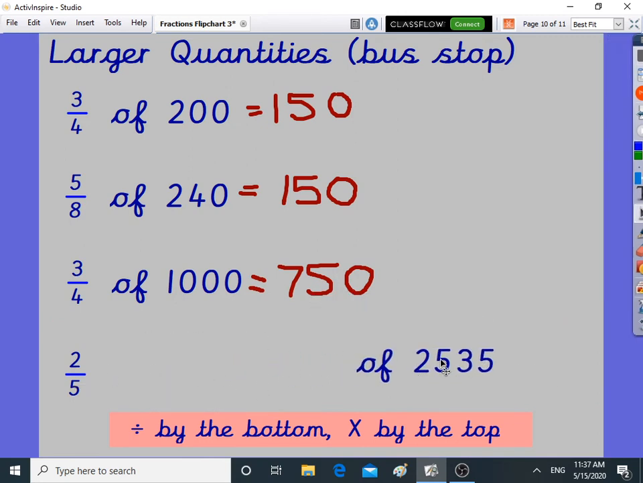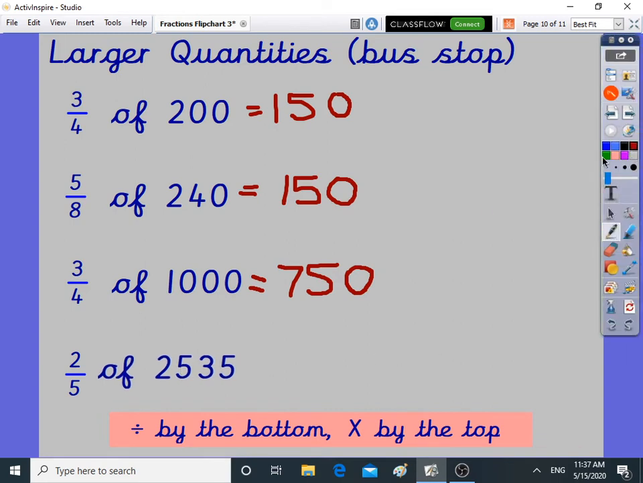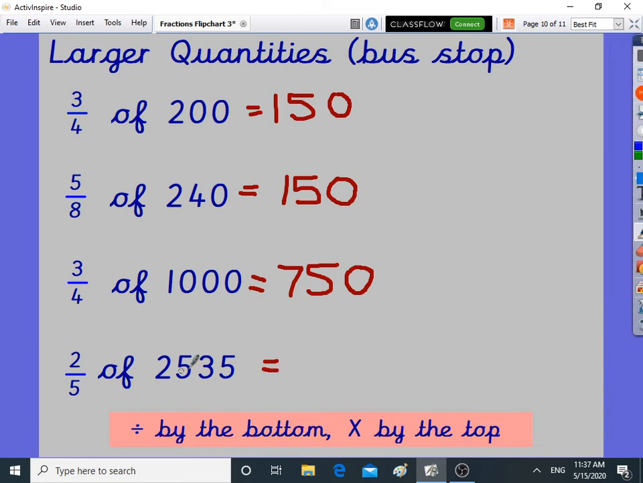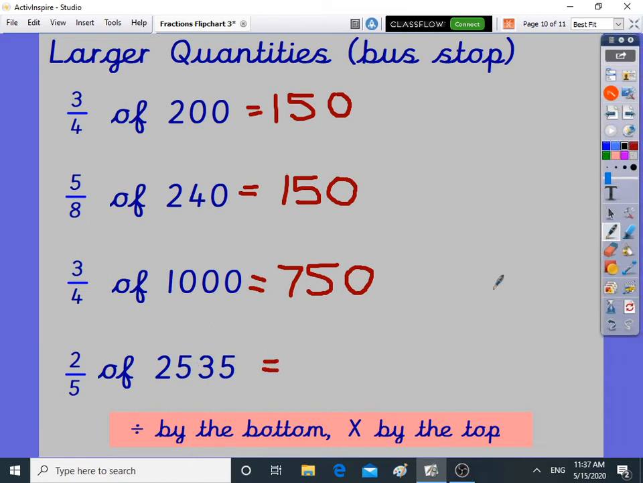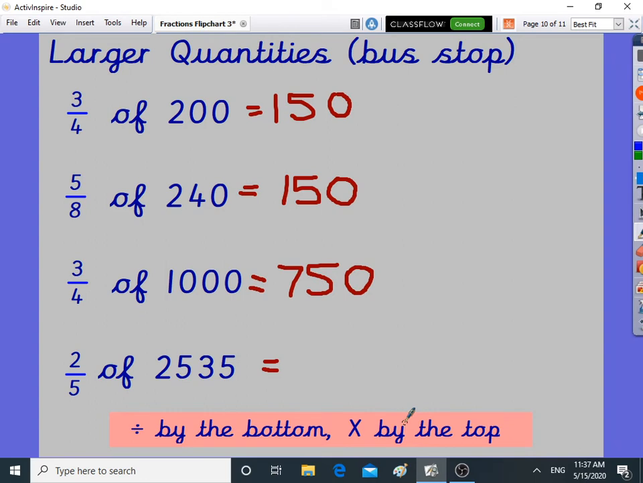I've got in a bit of a mess here. That's okay. Right, this one, no one's going to be doing this one in their head. Possible you did the above ones in your head. This one, you're going to need the bus stop because the division is just too hard. Divide by the bottom times by the top. If you forget the division, or if it's just too hard, use the bus stop.